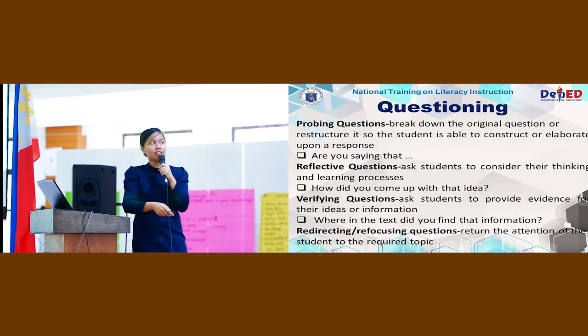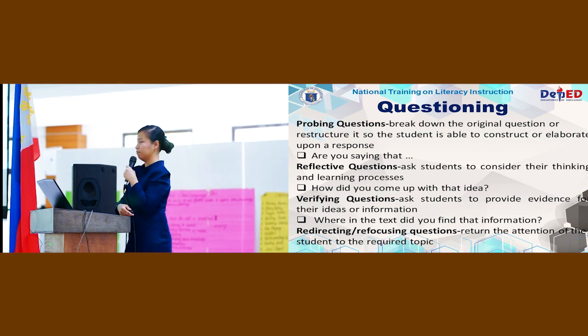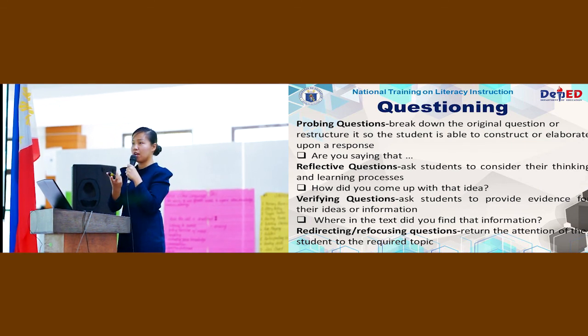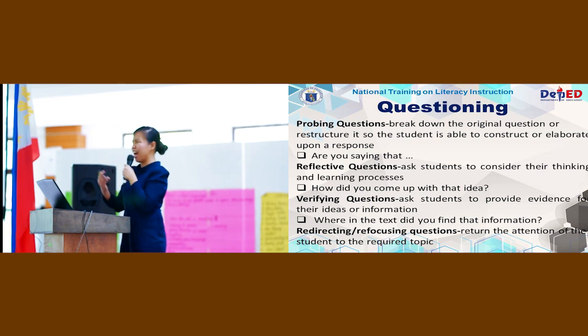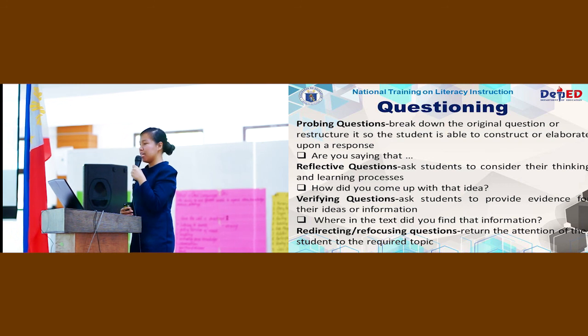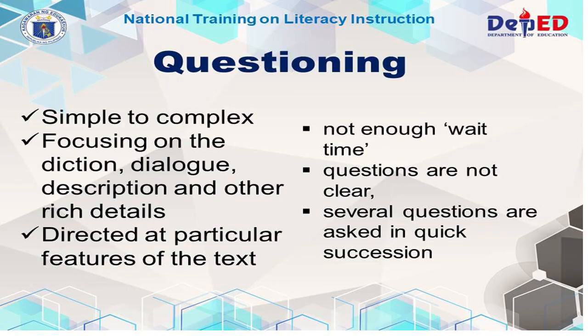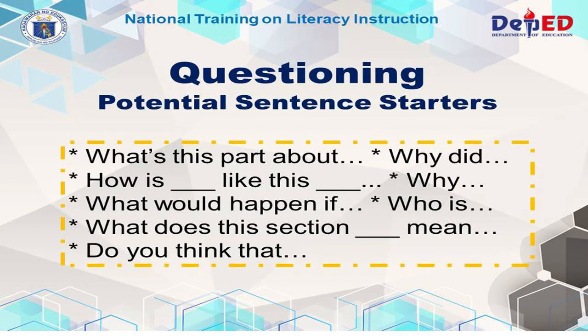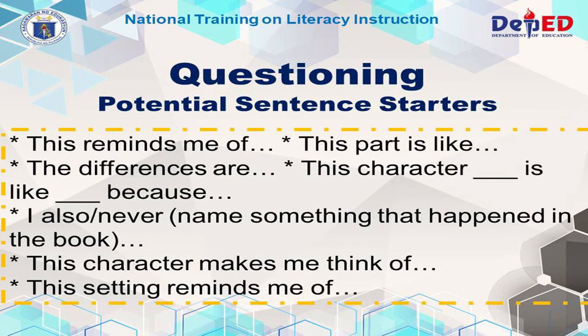Okay? And then other types of questions like probing. So you have to recast or reconstruct your questions to further elucidate and get clarification. Reflective questions to consider their thinking. How did you come up with that idea? Why do you say so? So justifying. Verifying is asking for evidence, and redirecting. So these are some potential sentence starters. So we can give this to our students. So you ask questions and then later on you train them to ask their own questions, self-questioning.